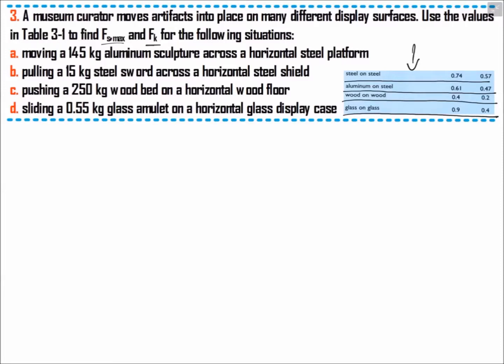And at the A, it says aluminium on a steel. So I have to use this constant for the A. And we have an object 145 kilogram. That means Fg of the object 1450. Fn of the object 1450. And then if we calculate Fs, it is mu s times Fn.